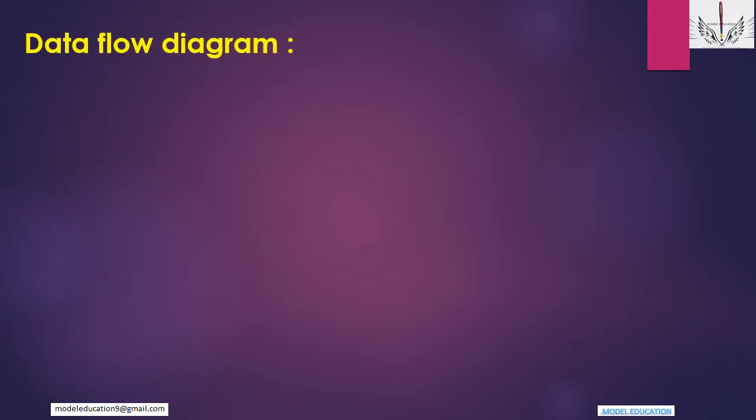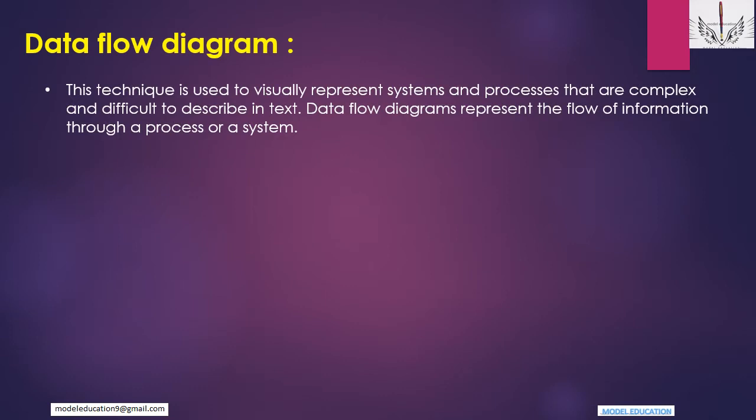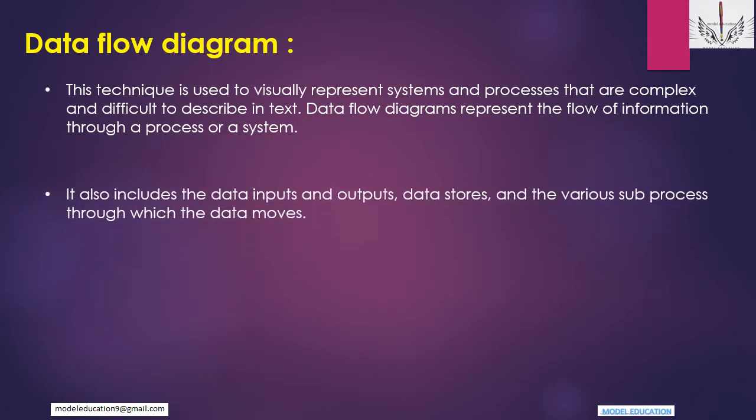Data flow diagram. This technique is used to visually represent systems and processes that are complex and difficult to describe in text. Data flow diagrams represent the flow of information through a process or a system. It also includes the data input and output, data store, and the various sub-processes through which the data move.